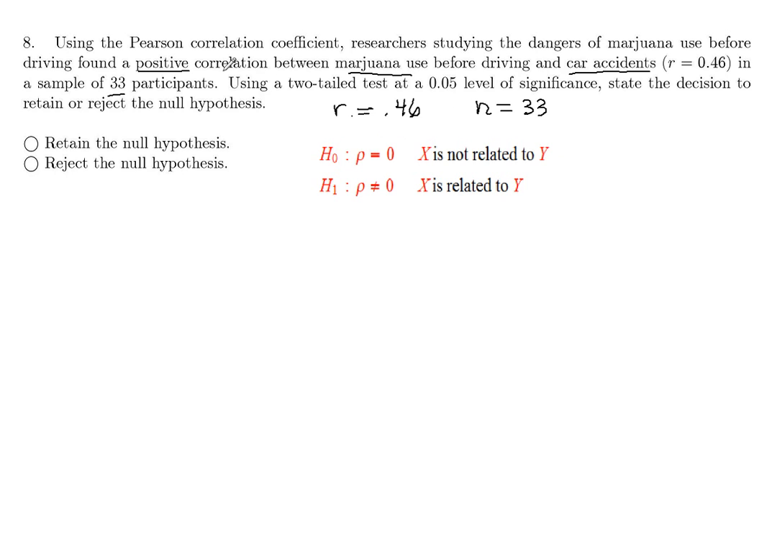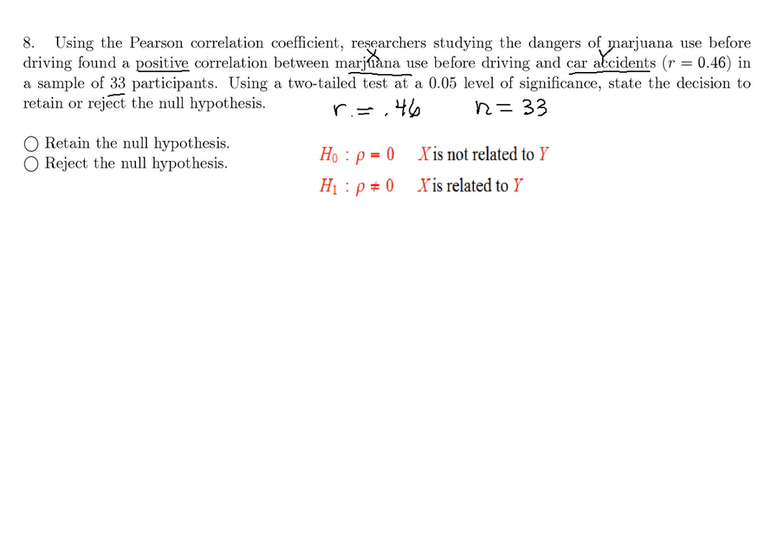In this case, our x is marijuana use and our y is car accidents. So the null hypothesis says that marijuana use before driving and car accidents are not related. And the alternative hypothesis says that the slope is not equal to 0, which means that they are related. So marijuana use and car accidents are related. Here we're not given data, but it's going to be based on R is 0.46.